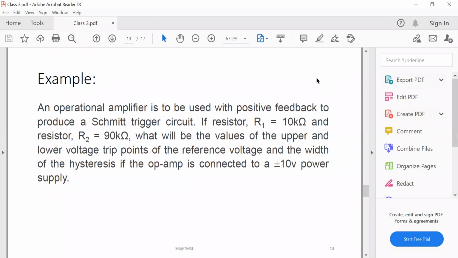Yes, sir. Okay, so here is the problem statement. An operational amplifier is to be used with positive feedback to produce a Schmitt trigger circuit. Consider the same diagram I used previously. If resistor R1 is 10 kilo ohm and resistor R2 is 90 kilo ohm, what will be the values of the upper and lower trip points of the reference voltage and the width of the hysteresis if the op-amp is connected to a plus minus 10 volt dual power supply?